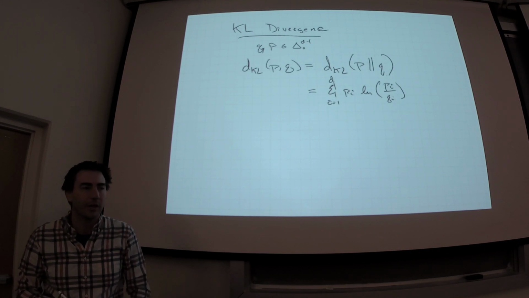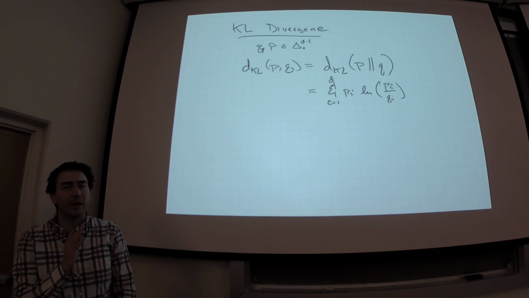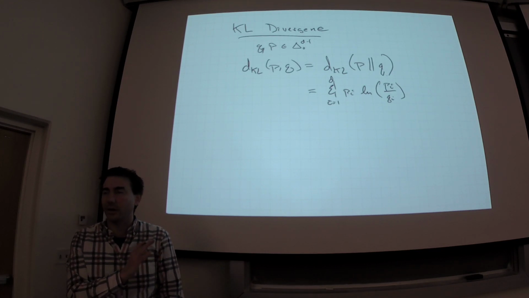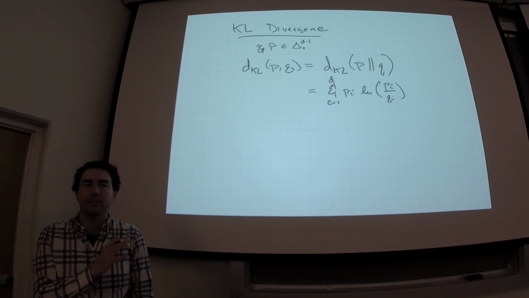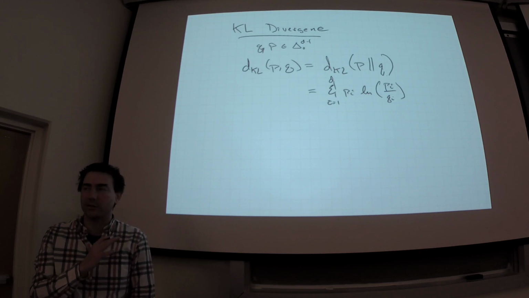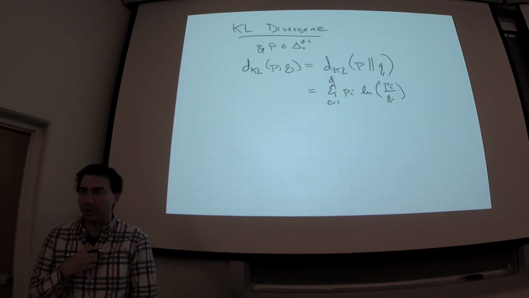So it's really telling you something very natural about the underlying probability distributions. The fact that it's not symmetric and it also violates the triangle inequality means that this is not a metric.